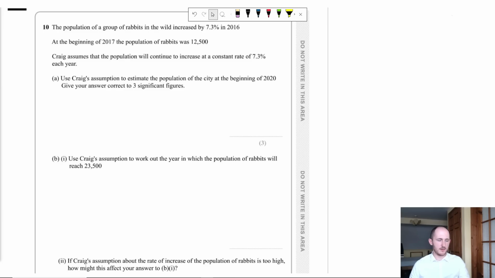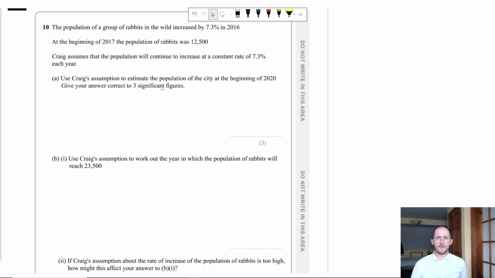Population of a group of rabbits in the wild increased by 7.3% in 2016. So at the beginning of 2017, the population of the rabbits was 12,500. Craig assumes that the population will continue to increase at a constant rate of 7.3% each year. Use this assumption to estimate the population of the city at the beginning of 2020. Give your answer correct to 3 significant figures.